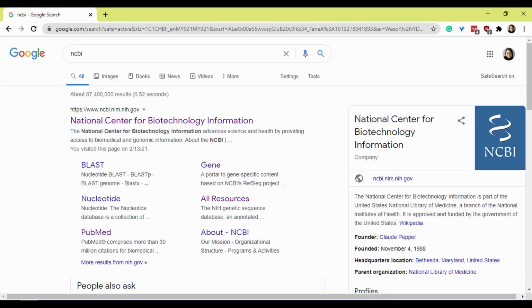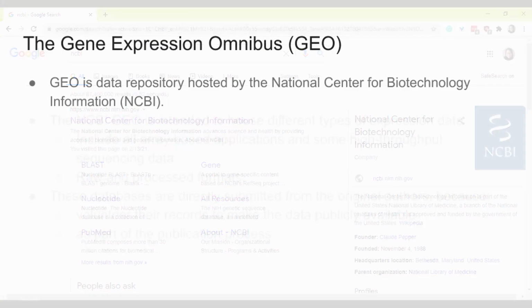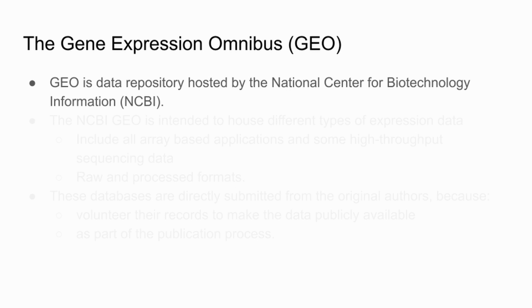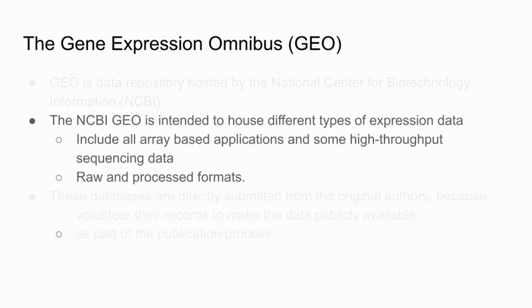The Gene Expression Omnibus is a data repository hosted by the National Center for Biotechnology Information, NCBI. NCBI contains all the publicly available nucleotide and protein sequences, and the NCBI GEO is intended to host different types of expression data, which include all array-based applications and some high-throughput sequencing data, covering all types of sequencing data in both raw and processed format.